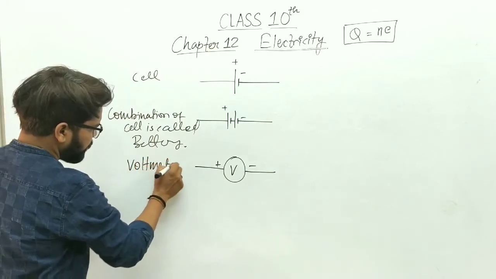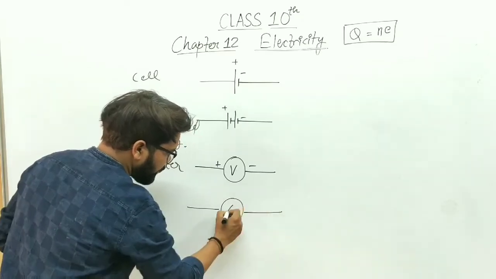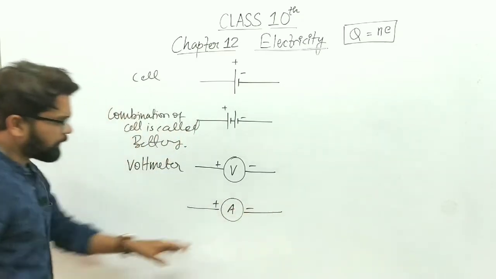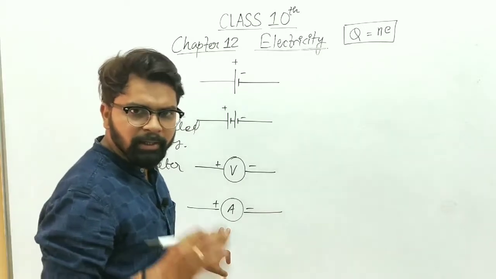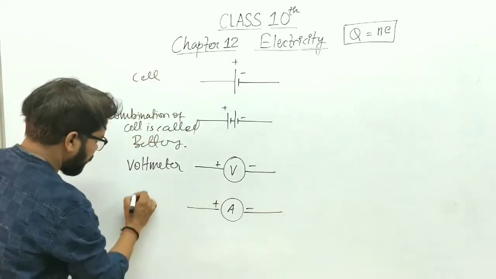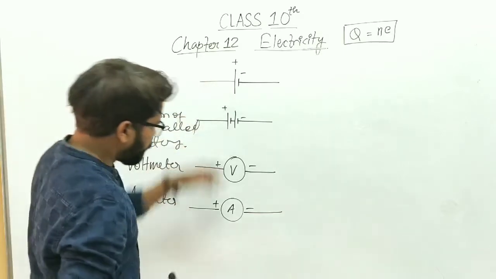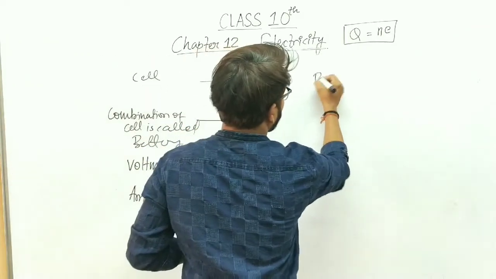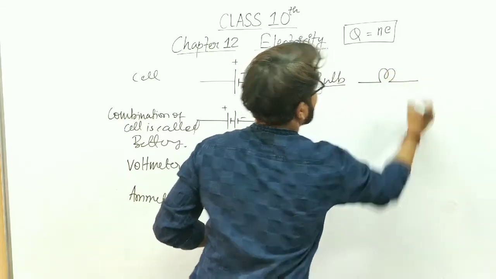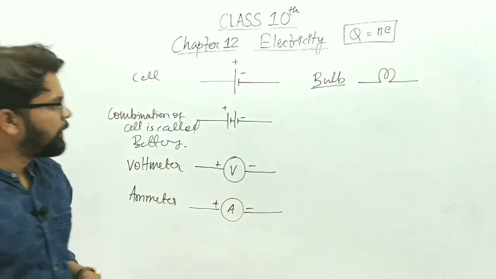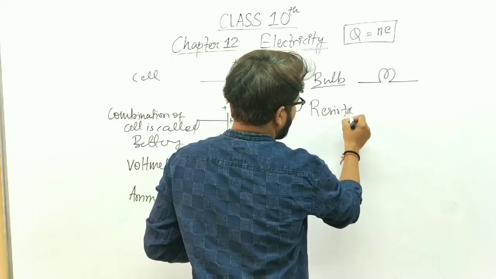Voltmeter, I discussed earlier. This is the ammeter. An ammeter is a device which measures the current in a circuit. So it is an ammeter. Few more things are here, and an electric bulb is drawn in this way. It is an electric bulb, and a very important term is resistance.